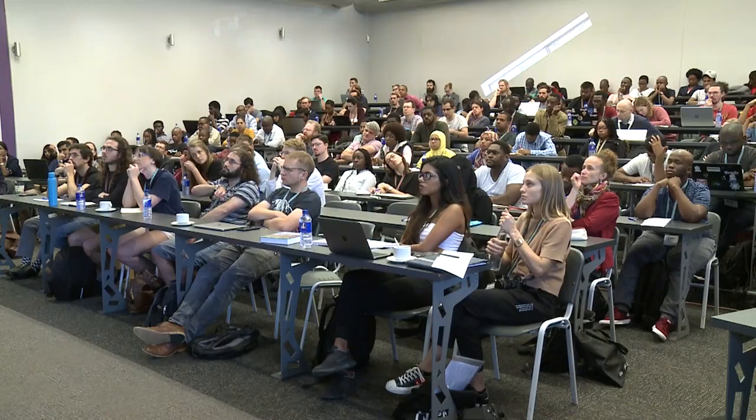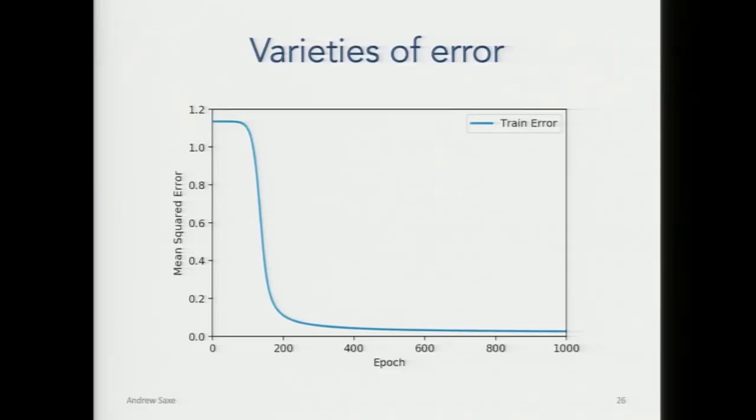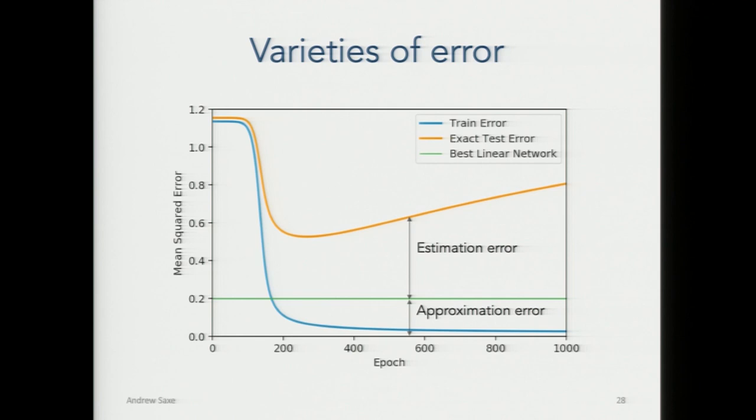So the next thing I'd like to turn to is another subtle effect, which is driving some of these results. And to do this, I'm going to have to talk in a little more detail about these different types of errors. So remember, we have this training error here. We've been talking about the optimal stopping time. We've been talking about overfitting and this training and test gap. But there's another set of two ideas you can introduce. And this is the idea of estimation error and approximation error.